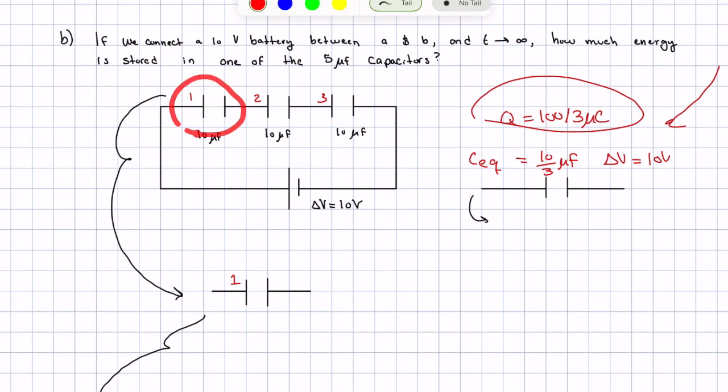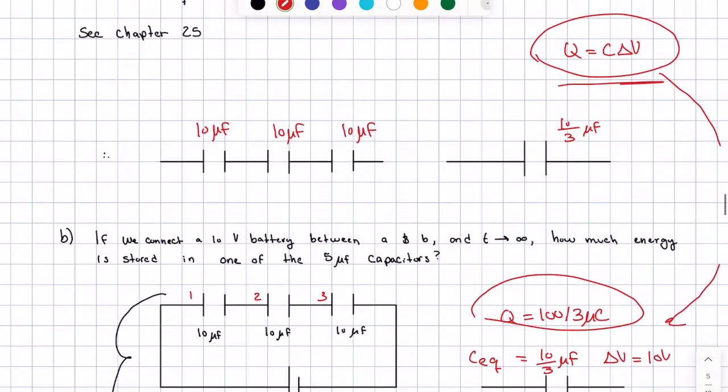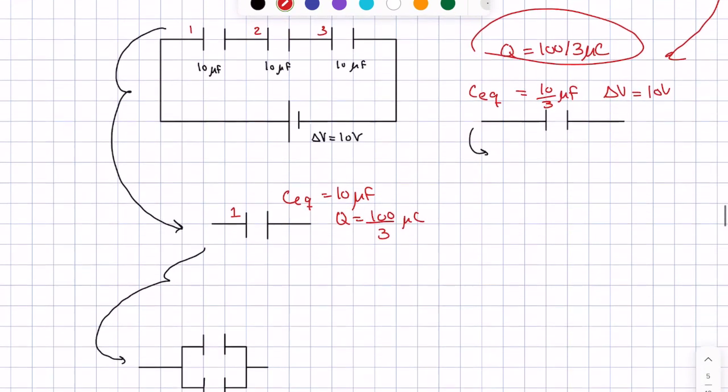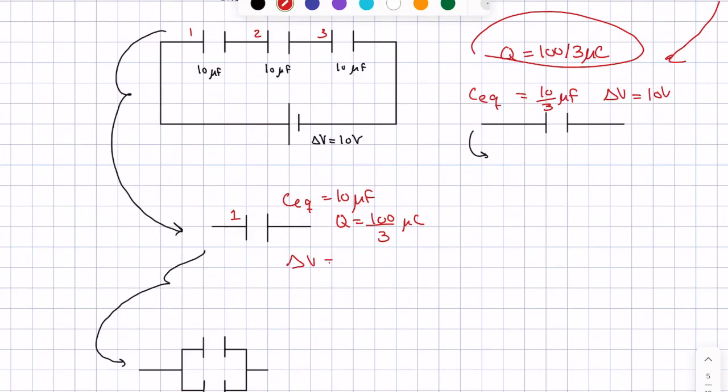So let's look at this capacitor here. I now know that its capacitance is equal to 10 microfarads, and the charge on it is 100 over 3 microcoulombs. I know C, I know Q. I can use this equation here to figure out what delta V is. So delta V is equal to Q divided by C is equal to 10 over 3 volts.